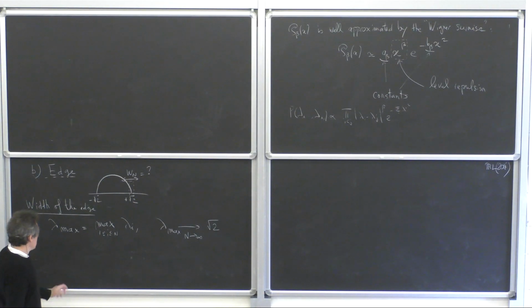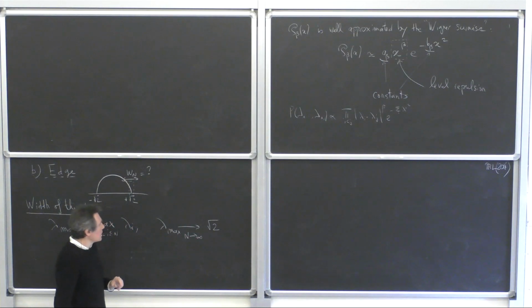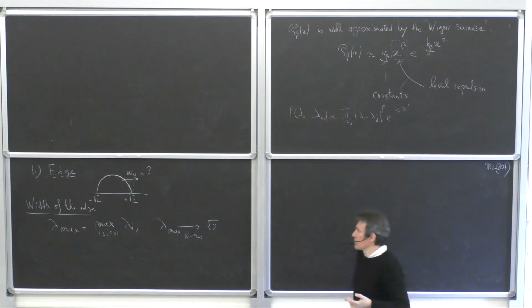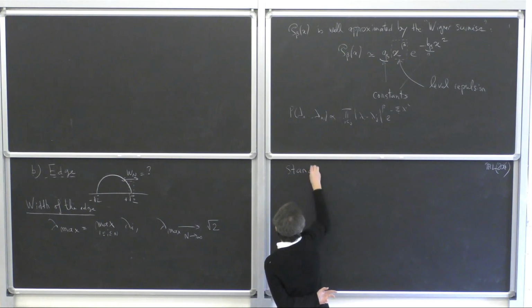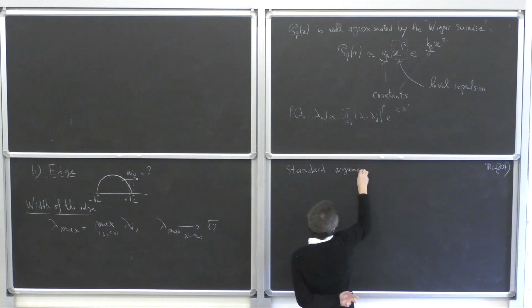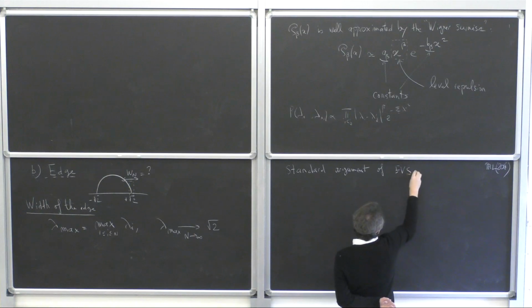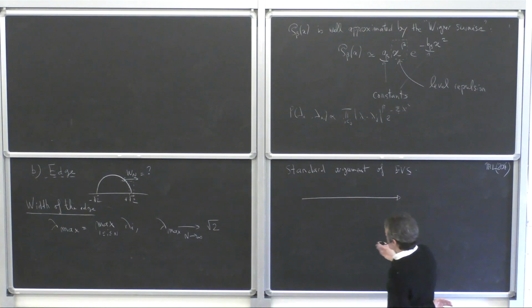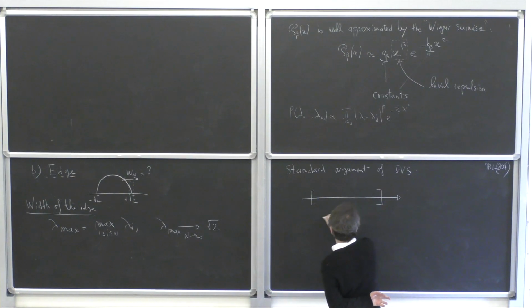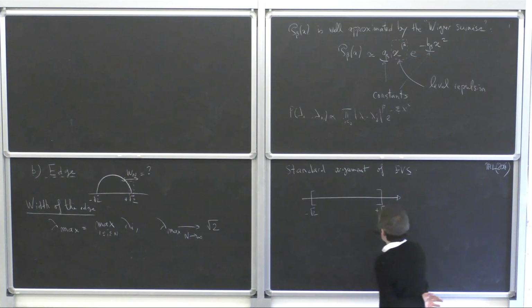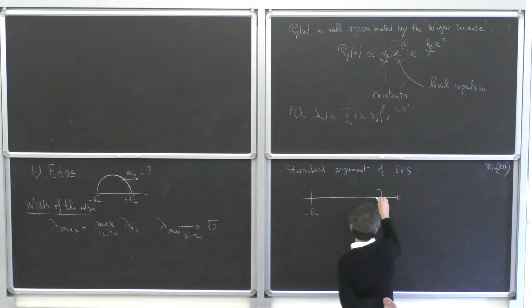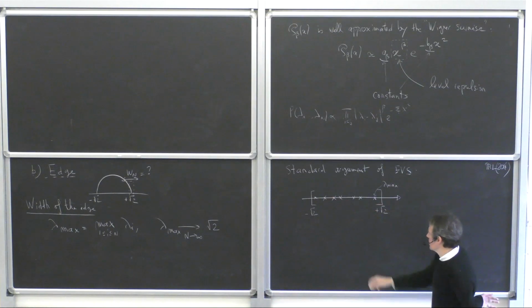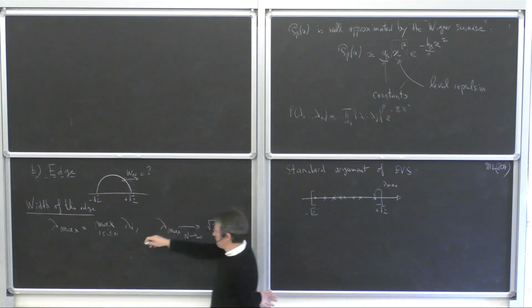Now, how should I estimate the width, or say, around the square root of 2? For that, one can actually use a standard argument in extreme value statistics, which is as follows. So imagine that you have your eigenvalues. Well, basically, we know that they are all of them more or less between minus square root of 2 and square root of 2. Okay? And you have these eigenvalues. So lambda max typically, say, would be there. And then you may have all your other eigenvalues distributed over this interval with that density, rho n of lambda.